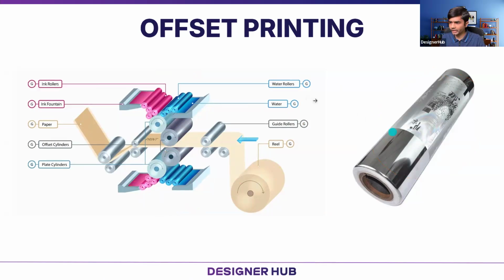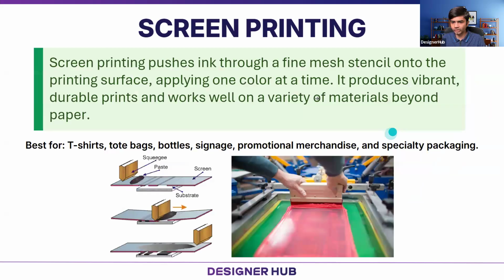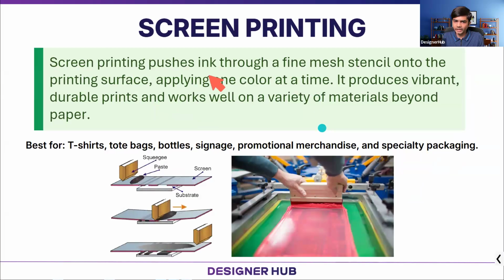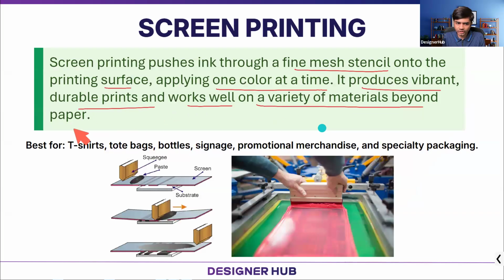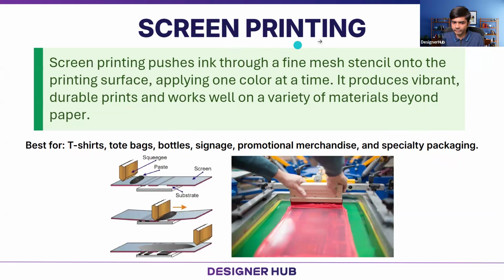Next comes the screen printing. I'm sure you would have seen this in a lot of printing presses or if you have passed by on the roads as well. Screen printing pushes ink through a fine mesh stencil onto the printing surface, applying one color at a time. It produces vibrant, durable prints and works well on a variety of materials beyond paper. It's best for t-shirts, tote bags, bottles, signages, promotional merchandise, and specifically specialty packaging, like custom packaging which cannot be done in printing. So that's exactly where screen printing comes in.